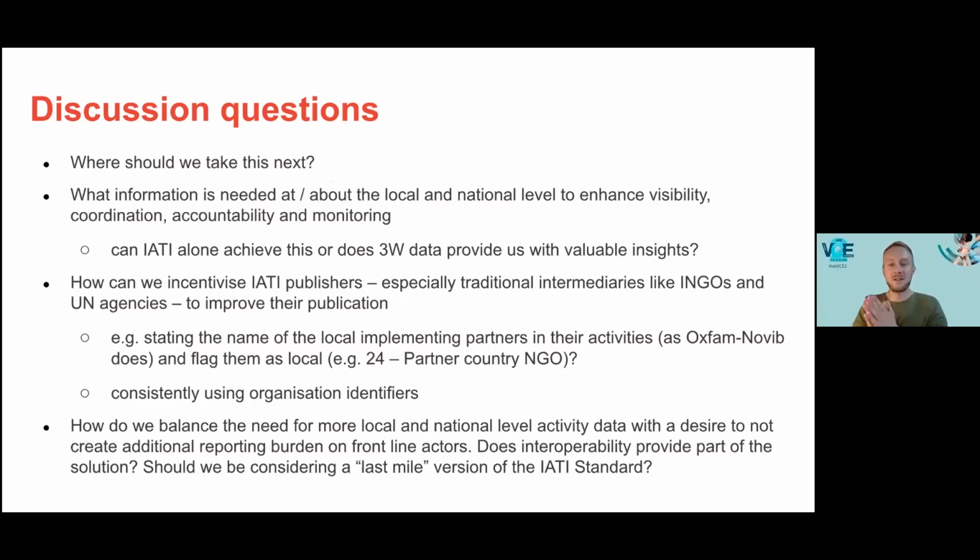Yeah, another point on organization identifiers. I think, yes, we have a lot to discuss and think about here as well. Okay, so we have I think about 5 minutes left.